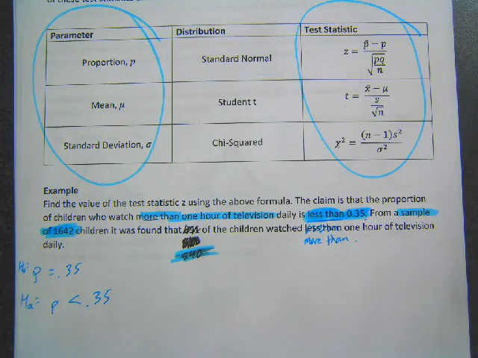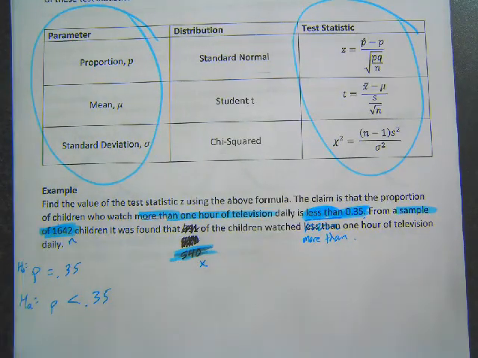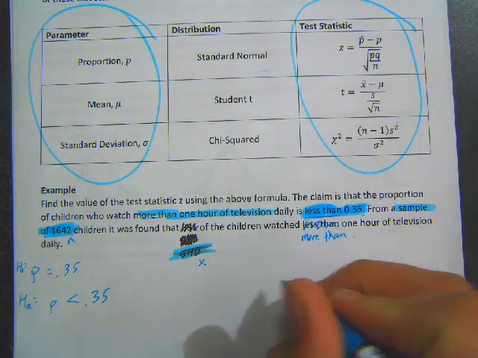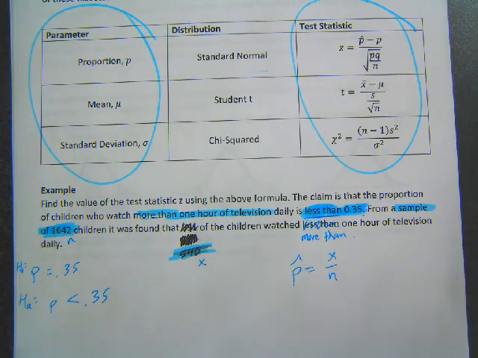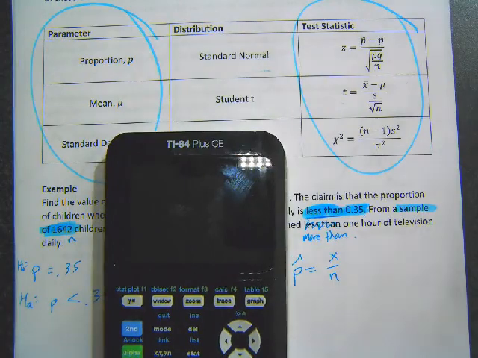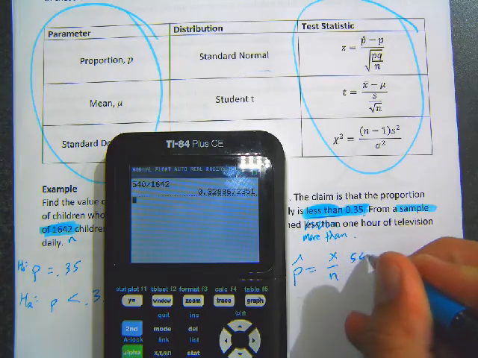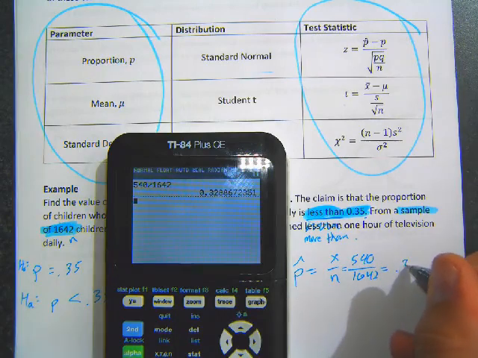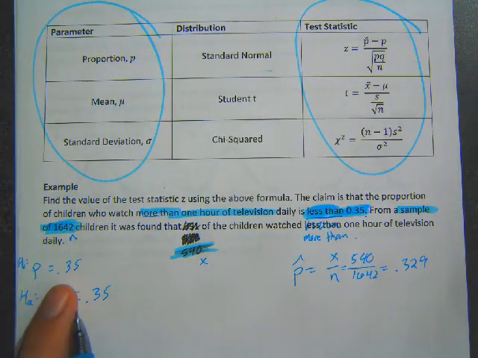Alternative is less than. The other values they gave us: a sample size, n. They gave us the number of successes. So this is the number of students that actually do watch more than an hour of television per day. And I think that's all we need, right? We need p hat. Remember, to find p hat, we just divide the number of successes by the number sampled. So I'm just going to do 540 divided by 1642. And that gives us 0.329.